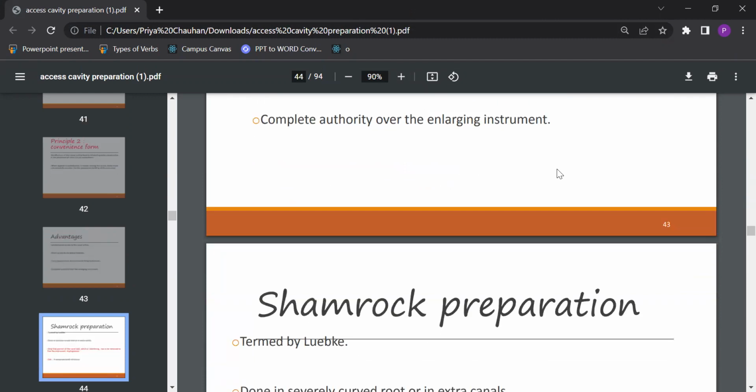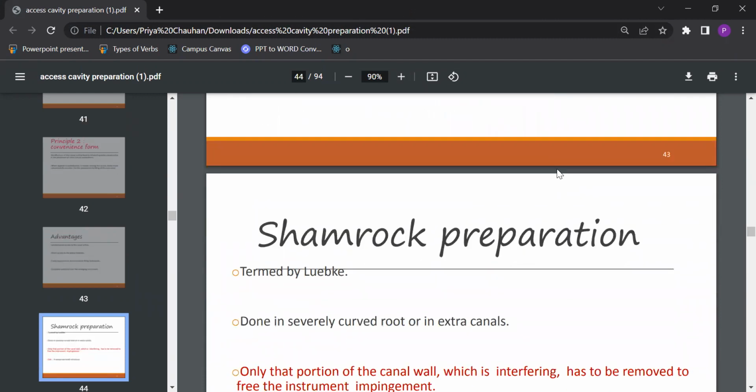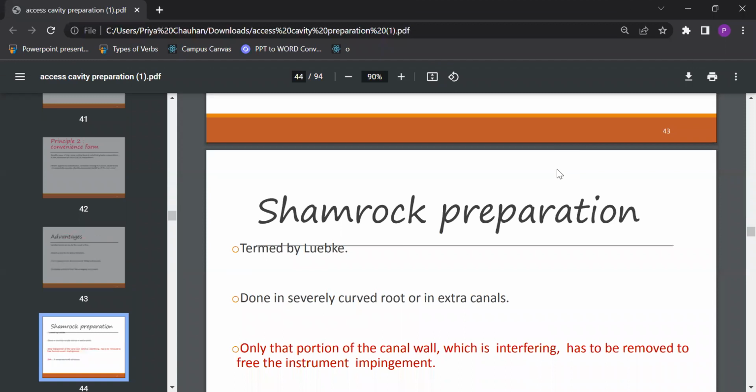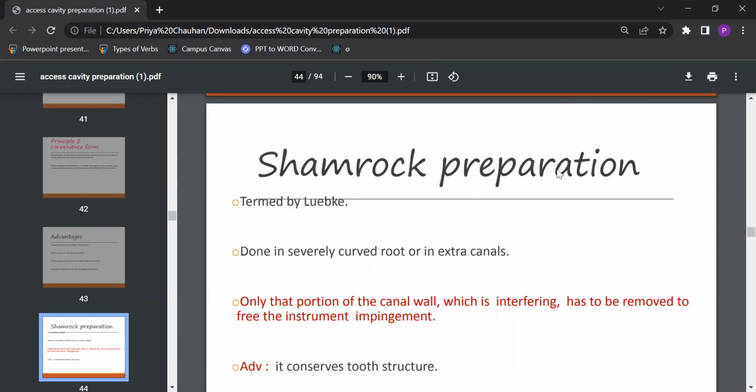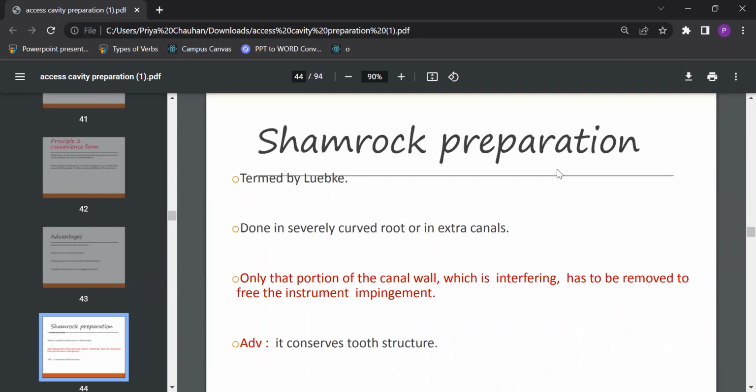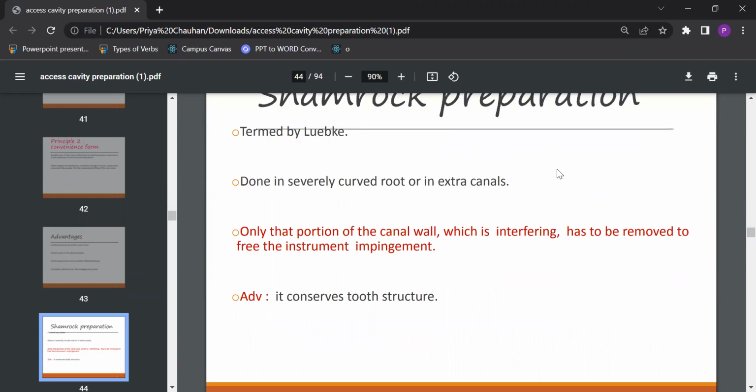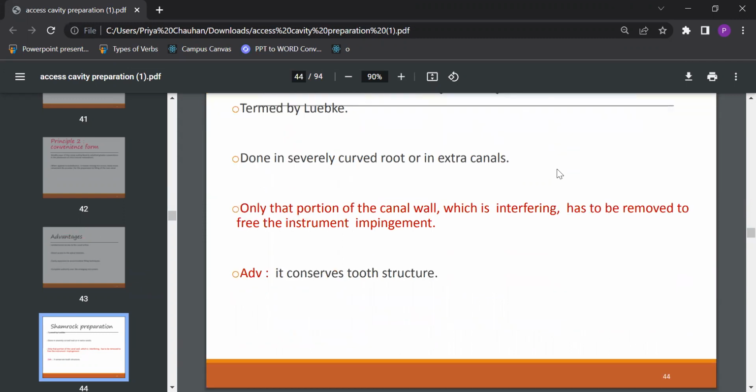So next is shamrock preparation, a term by Luque, done in a severely curved root or extra canals. Only that portion of the canal wall which is interfering has to be removed to free the instrument from impingement. Otherwise, it conserves the tooth structure.